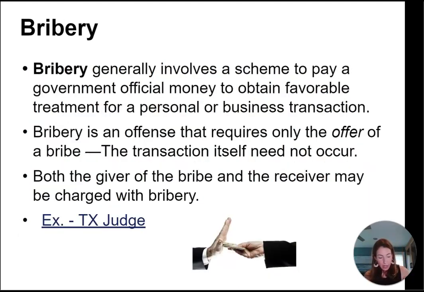The next crime we are going to talk about is bribery. Bribery generally involves a scheme to pay a government official money in order to obtain favorable treatment for a personal or business transaction. So generally we're talking about a government official who's being bribed.